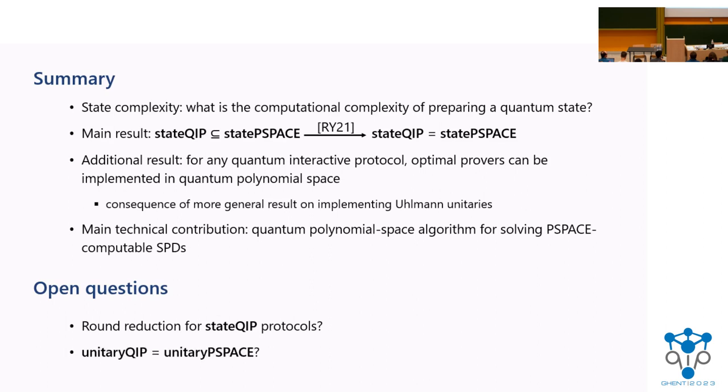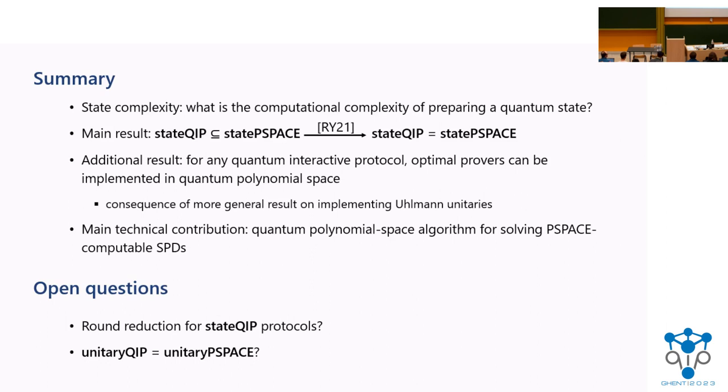I already mentioned this idea of unitary complexity, which is not the complexity of preparing a state, but the complexity of actually physically implementing a unitary. And there you can define a similar notion of unitary QIP and unitary PSPACE and ask, are the two equal, just like in the state complexity case? No inclusion is known in either direction currently. This seems much harder because you can't use all of these state-specific tricks of block encodings and so on.